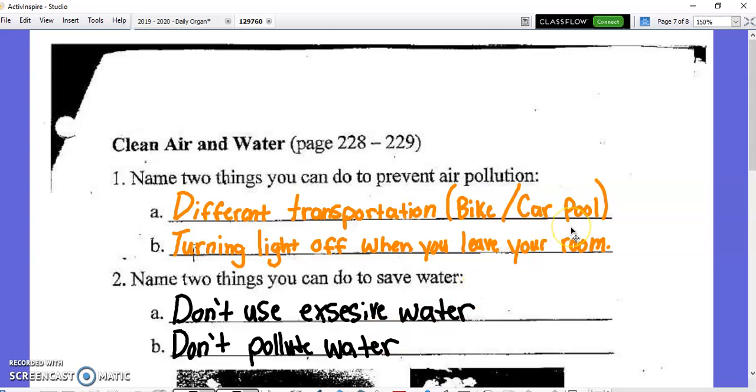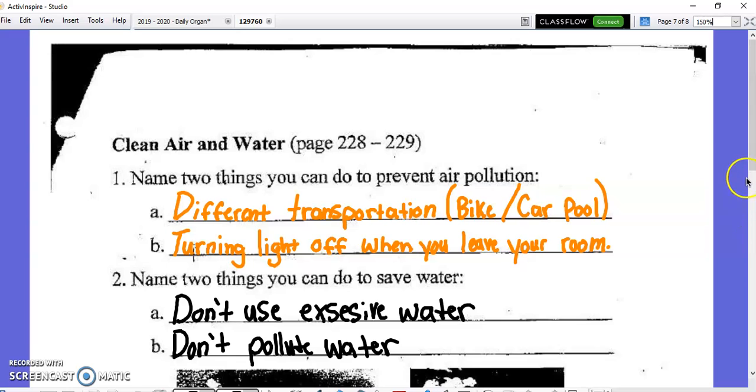2 things we can do to prevent air pollution. Well, the big air pollution cause is the fact that we are burning gasoline. So use different types of transportation. Take a bike to work or school. Use a carpool or public transportation. Turning lights off can also help because then the light is not burning when you leave the room.